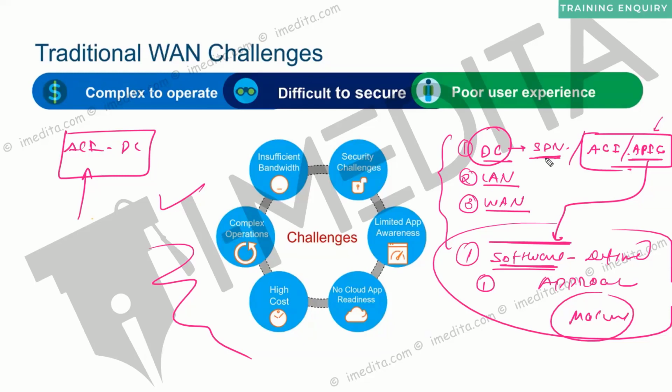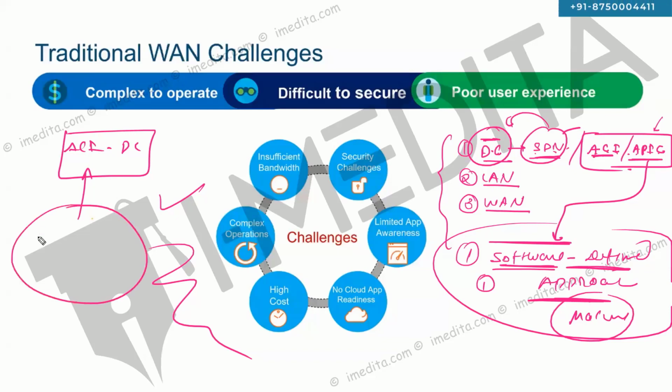APIC, ACI. APIC was a very popular solution, and it is still a very popular solution in a data center network when it comes to software-defined networking. A software-defined approach to manage the data center network is what we refer to as SDN for the data center network, and it is done with the help of ACI, Application Centric Infrastructure.